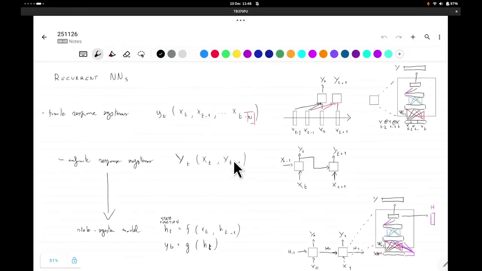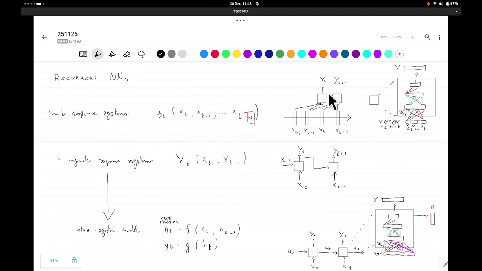So the recurrent networks are implementations of models that accept inputs at different times. The simplest would be the so-called finite response system, where the output of the model depends on the input at a given time step and a previously specified number of time steps.